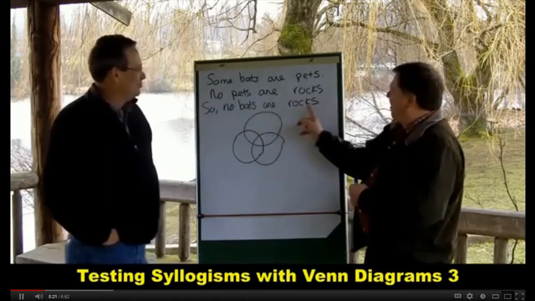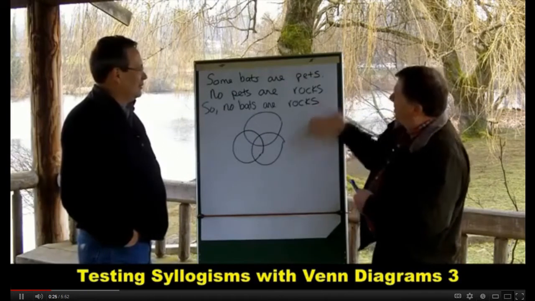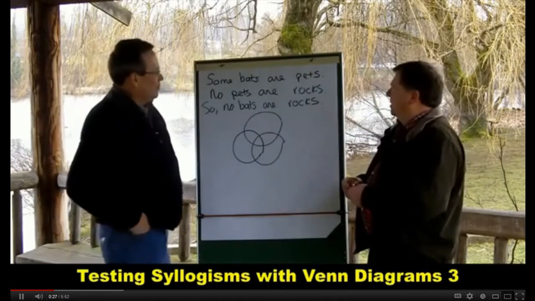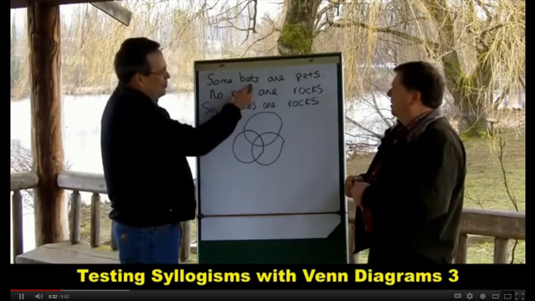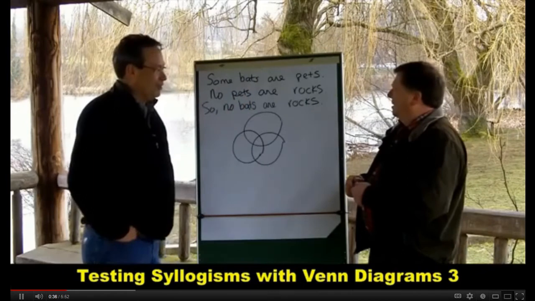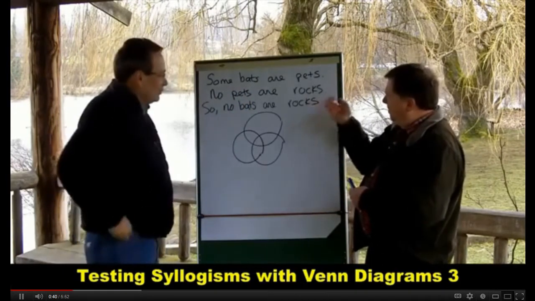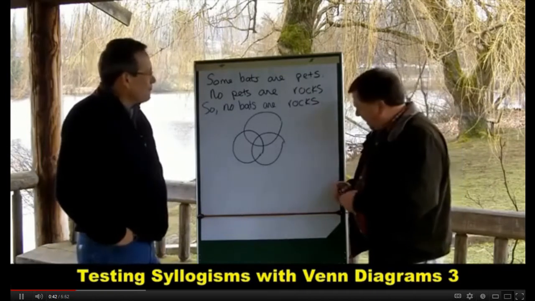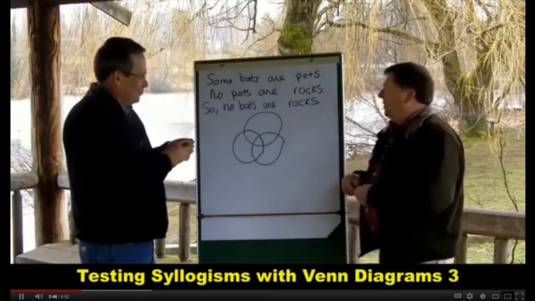So no bats are rocks. And what standpoint are you going to assume when you symbolize this? Well, since I assume you're a normal person, I know I'm a normal person, I'm going to figure you know that bats exist, you know that pets exist, so we're going to take the traditional interpretation, the existential standpoint. We'll assume that there are bats and pets. Okay. So do you want to symbolize this? And let's go ahead and do that. Diagram. Sure.